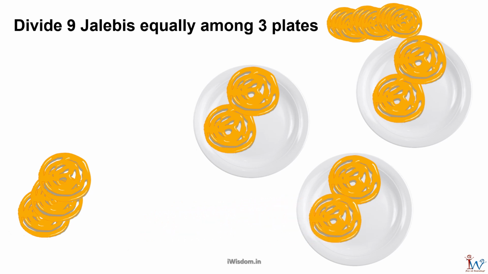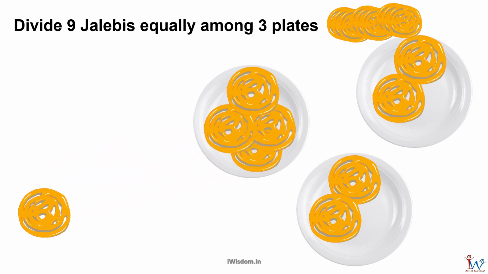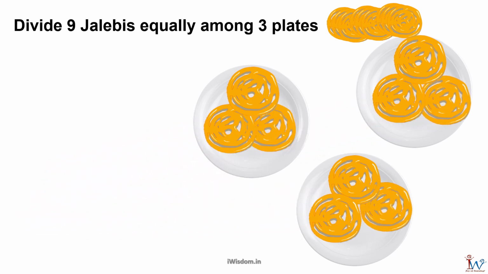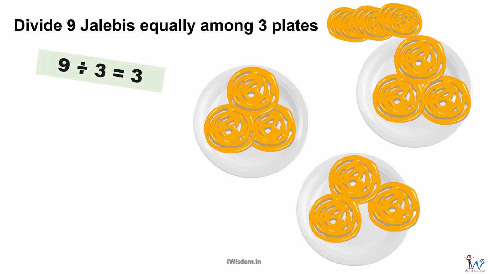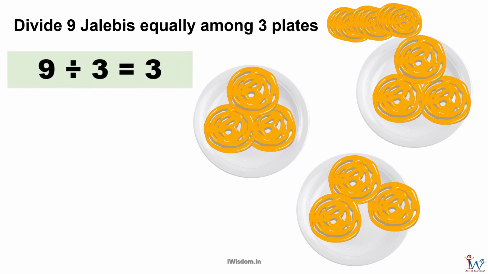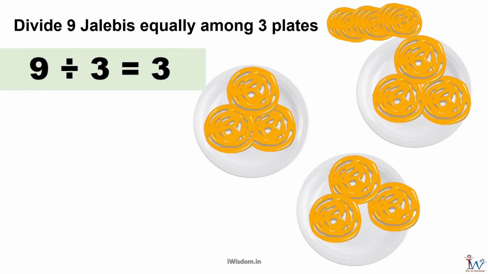He distributes 1 more jalebi to all 3 plates. Now he is left with nothing, and each of the plates has 3 jalebis. So, when we divide 9 jalebis equally among 3 plates, each plate gets 3. We say 9 divided by 3 is equal to 3.